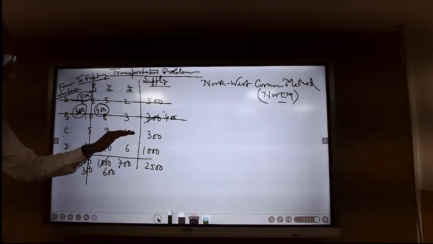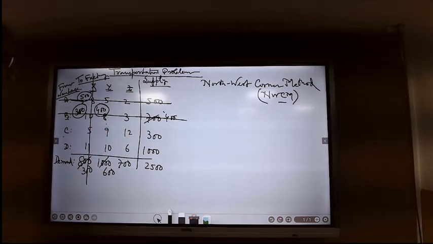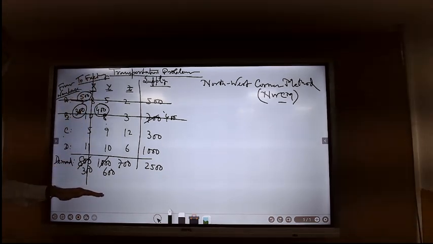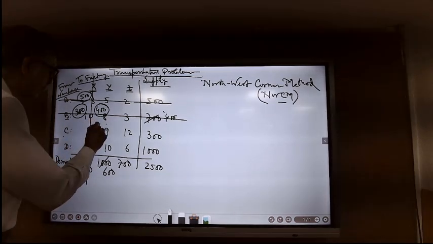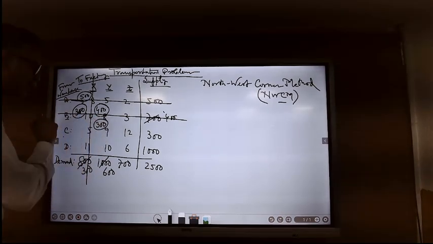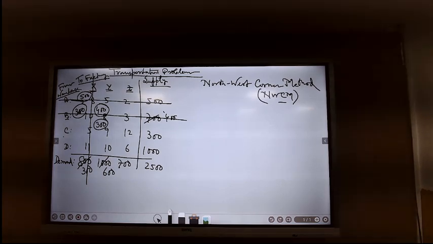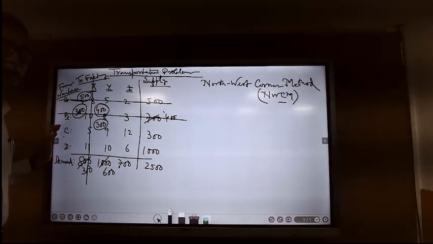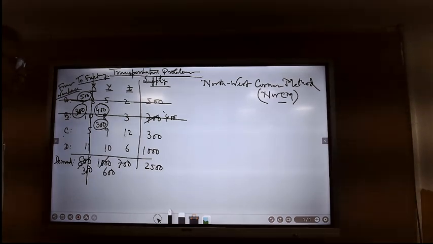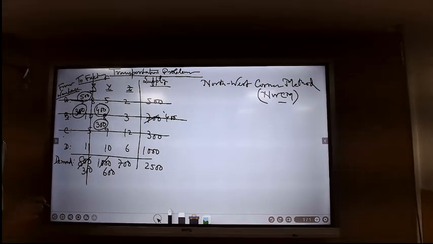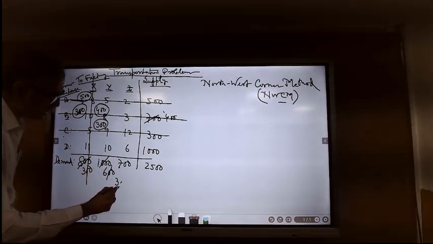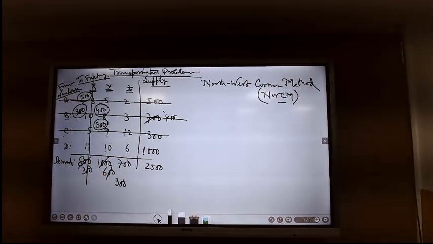Warehouse C has the capacity of 300. Factory Y still needs 600. So what should be the allocation here? Only 300, because C cannot supply more than 300. The capacity of C is only 300. So C is completely exhausted and factory Y still has a demand of 300 units.